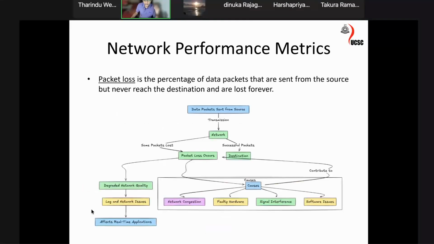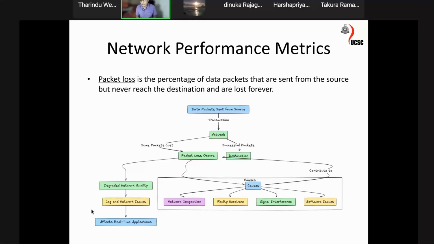Okay, let's move to packet loss. Packet loss is quite understandable. Packet loss is the percentage of data packets that are sent from the source but never reach the destination and are lost forever. There is something called quality of service. By implementing certain quality of service methods, you can delay the packets.